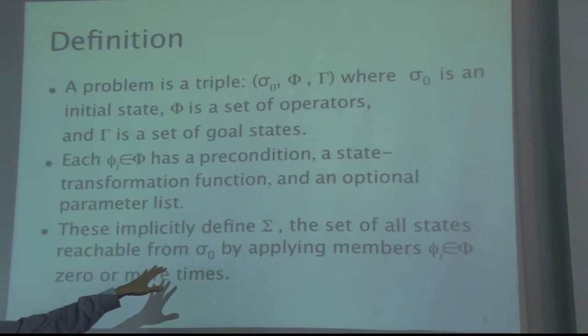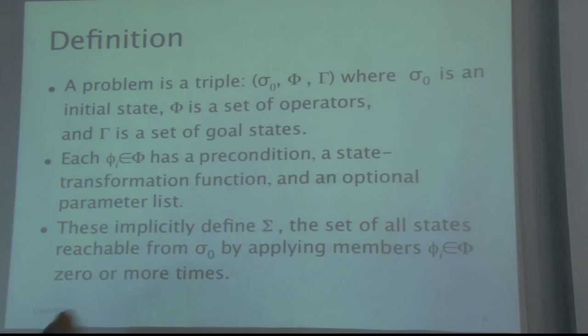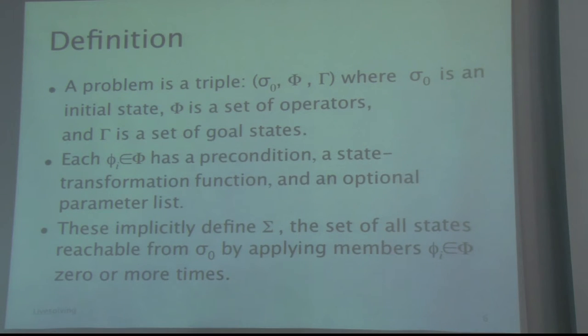Each of the operators or methods that can be applied to transform the state has two parts. It has a precondition, which is a condition under which it can be applied. So you can test a state and say, okay, yeah, we can apply this operator, we're allowed to make this move, etc. It has another part which actually transforms the state, assuming that it's applicable. These implicitly define a set of possible states, the set of all reachable states from the initial state by applying over and over again members of the set of operators. So sigma represents this state space or problem space, as some people call it.